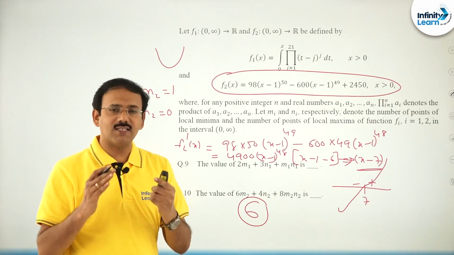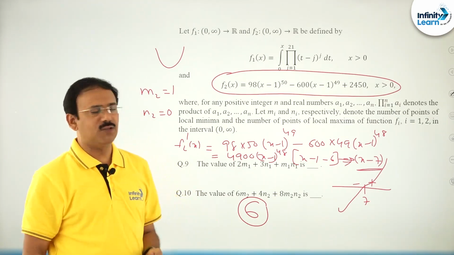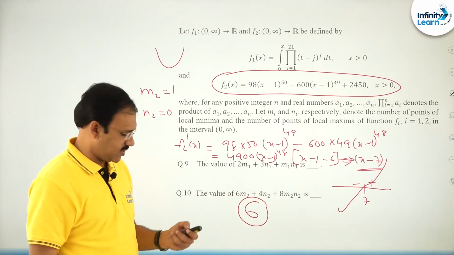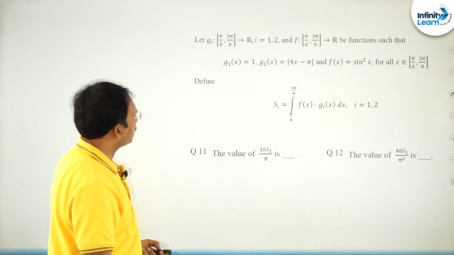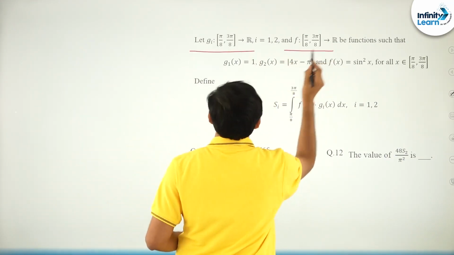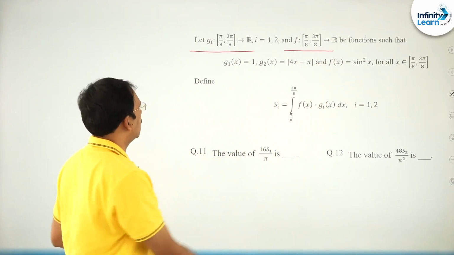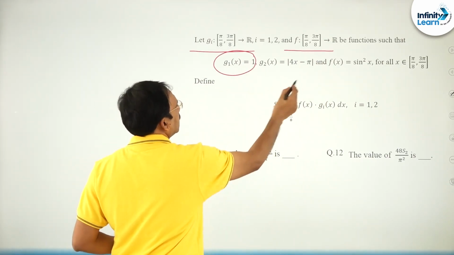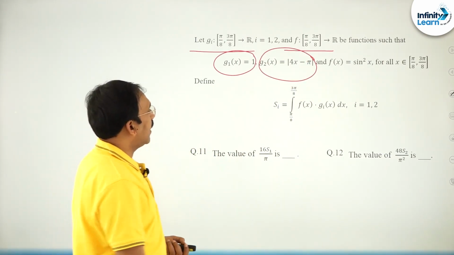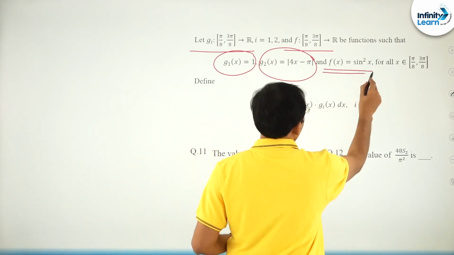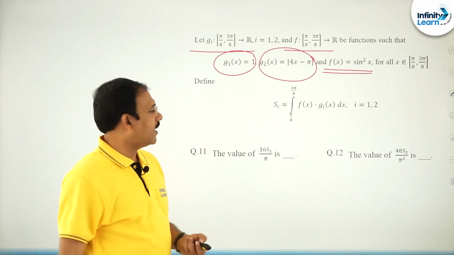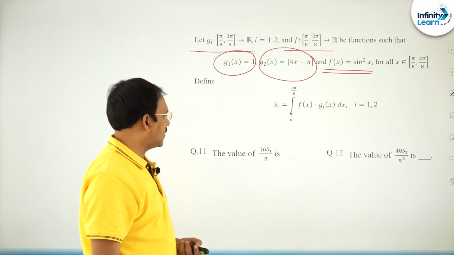If you just start understanding the problem, you can comfortably do it; it is not a big logic, just simple derivative and observation, isn't it my dear students? Next friends, here f and g are functions: g1 of x is 1, g2 of x is mod 4x minus pi, and f of x is sin square x. Now the integral from pi by 8 to 3 pi by 8 of f of x into gi of x is given.